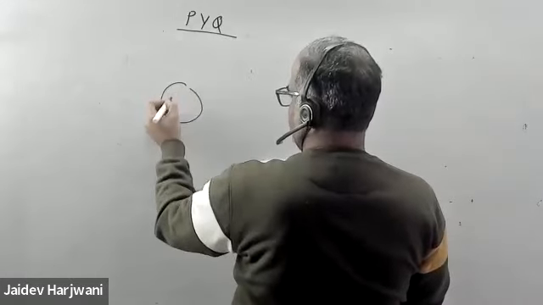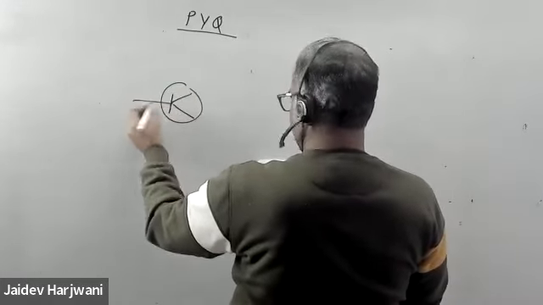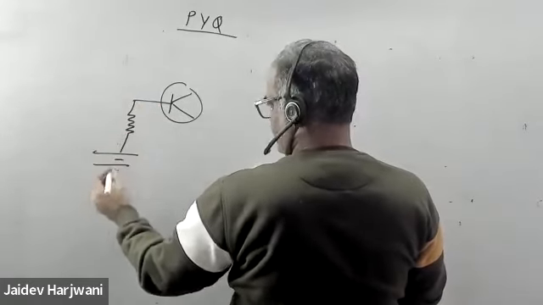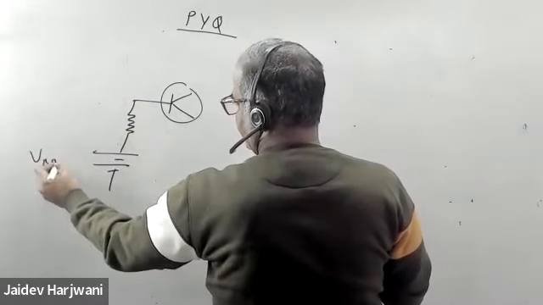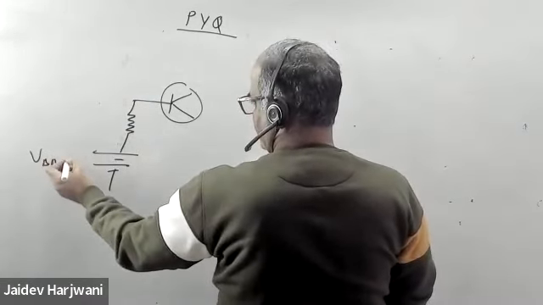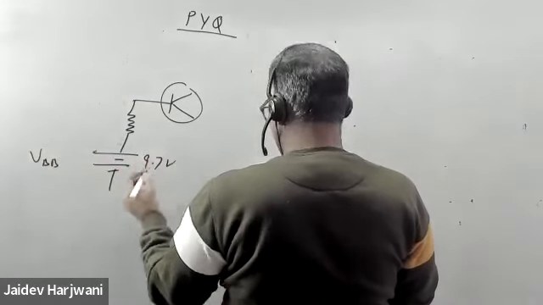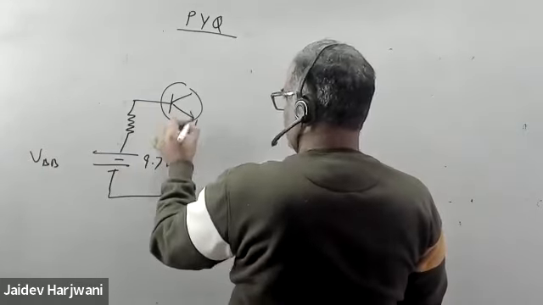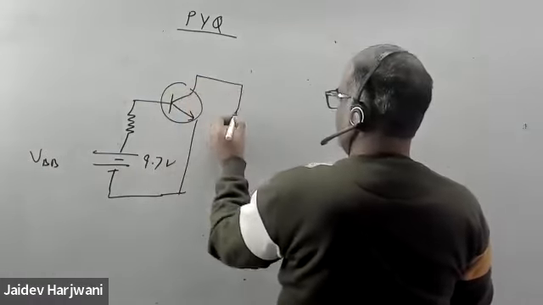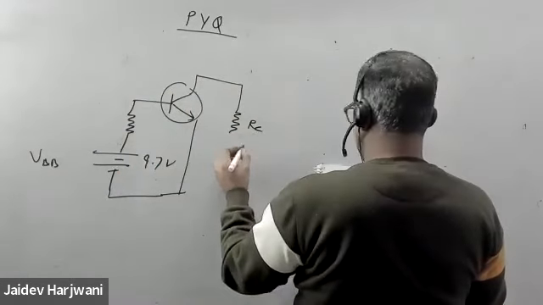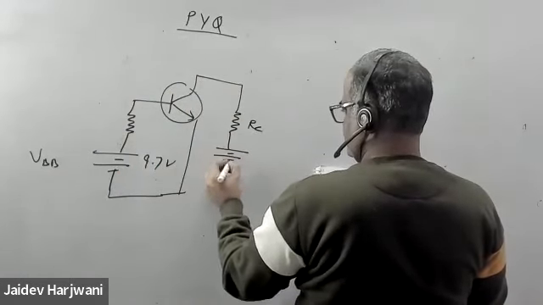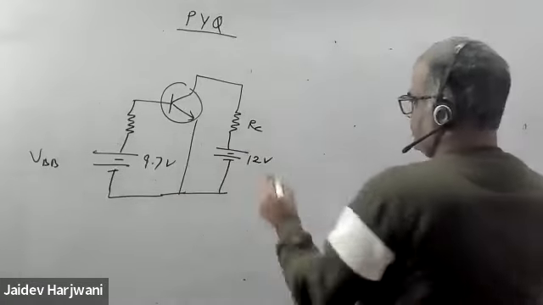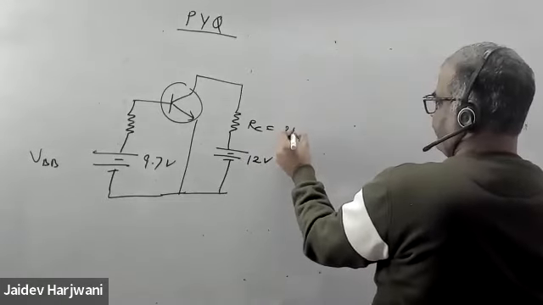So you have been given a battery VBB of 9.7 volt. This is connected here, and this is connected here. RC, and this is given as 12 volts. Okay. So this RC value is given 2 kilo ohm.